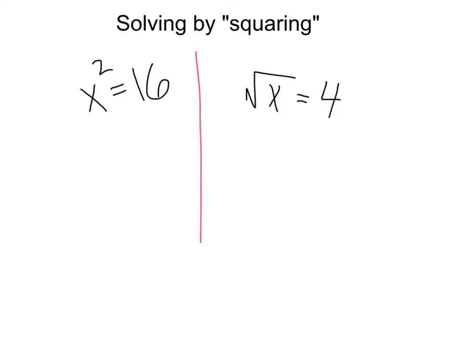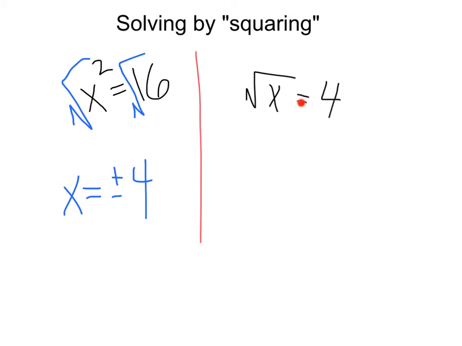Hey everyone, so we've already learned that we could solve by taking square roots. For example, on the left here we have x squared equals 16. Taking the square root of both sides, we get x equals plus or minus 4. We can use that same idea that squares and square roots are opposite to solve by squaring.